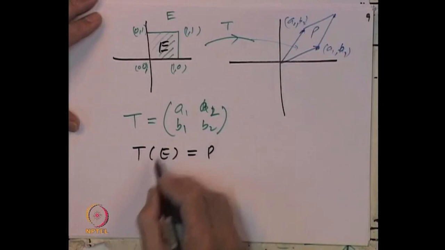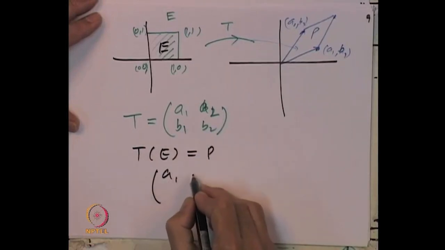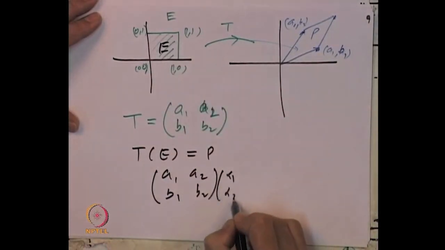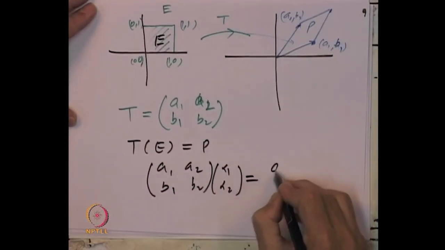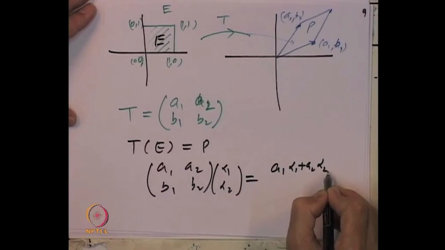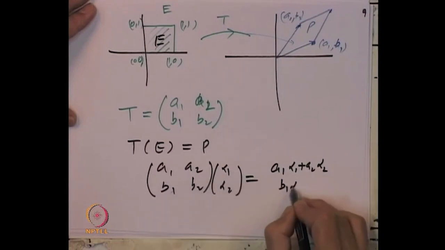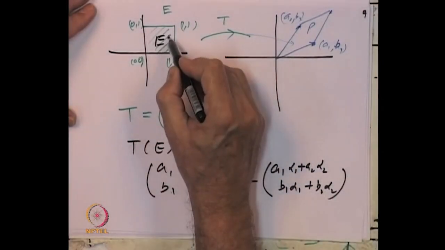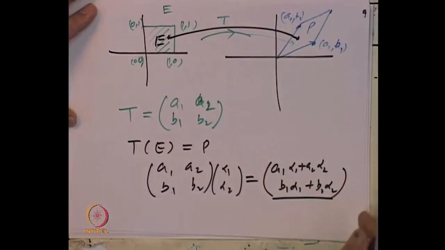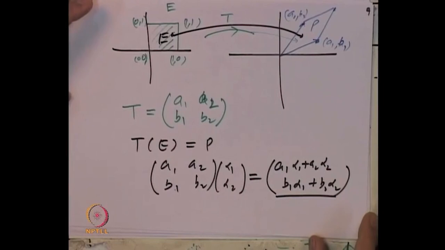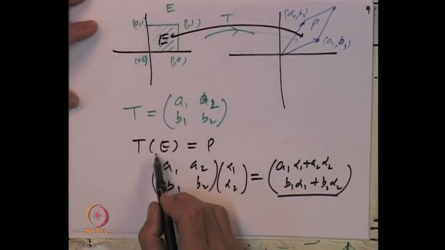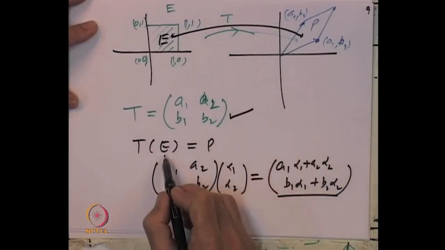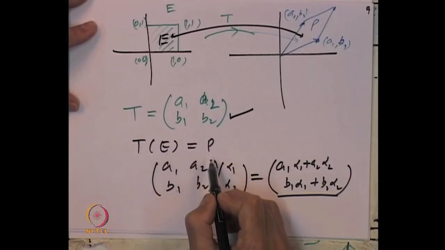That is because, let us look at A1 A2 B1 B2, and a vector is alpha 1 alpha 2. So, what is that? So, that is A1 alpha 1 plus A2 alpha 2, and that gives me B1 alpha 1 plus B2 alpha 2. So, that says the vector here alpha 1 alpha 2 goes to the vector there given by this, and that is precisely the parallelogram. And this is a linear transformation.